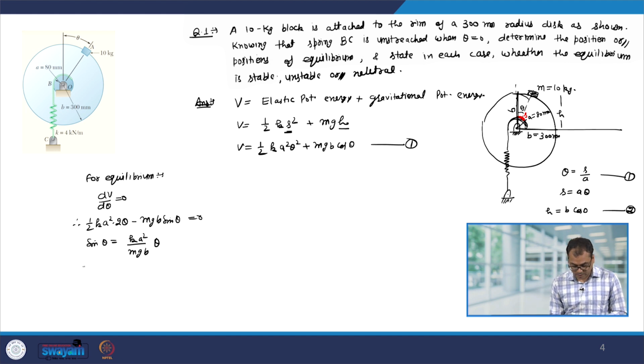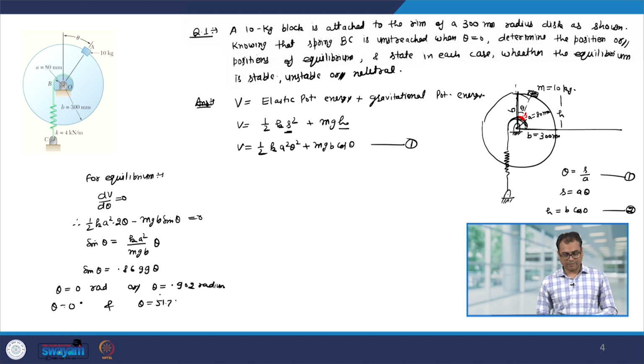Therefore, from here you can find out that sin theta is 0.8699 into theta, and this gives you theta equal to 0 radian or theta equal to 0.902 radian, which will give you theta equal to 0 degree and theta equal to 51.7 degree.